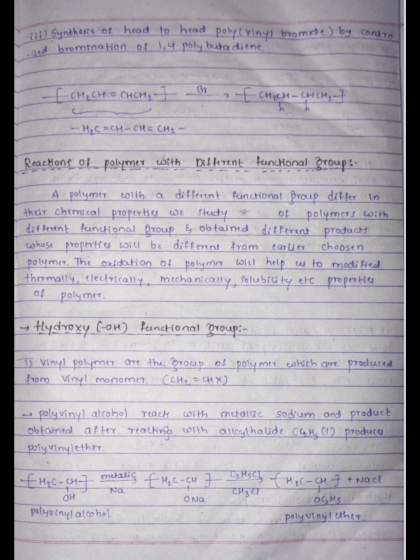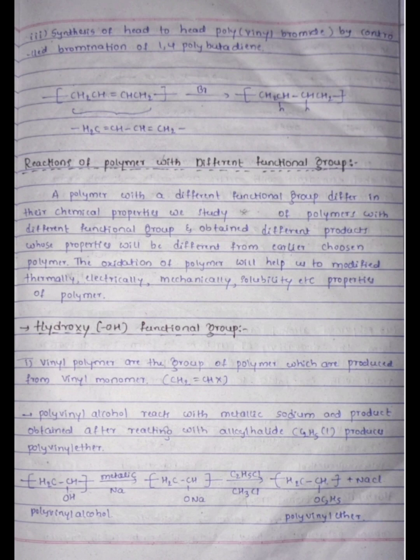Next is reaction of polymers with different functional groups. Polymers with different functional groups differ in their chemical properties. We study different polymers with different functional groups and obtain different products whose properties are different from the earlier chosen polymers. The modification of polymers will help us to modify them thermally, mechanically, in solubility, etc.